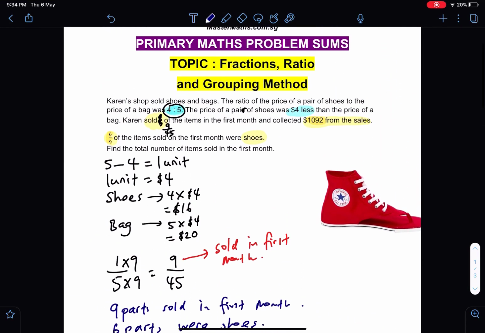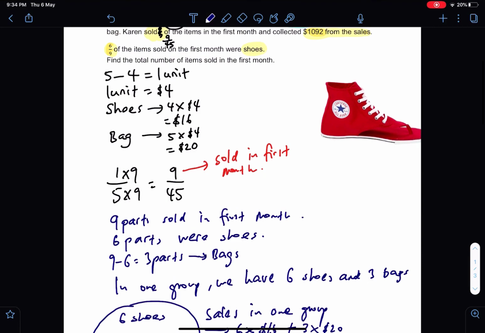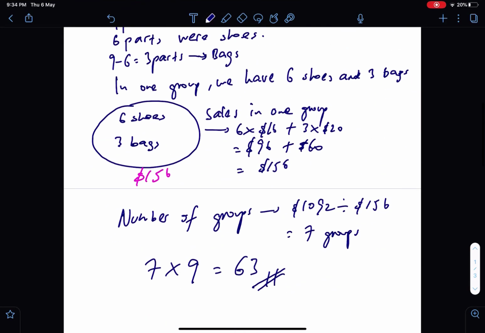Again, we are using ratio here. There are some fractions involved. We've got to convert the fractions, and then we also use grouping.